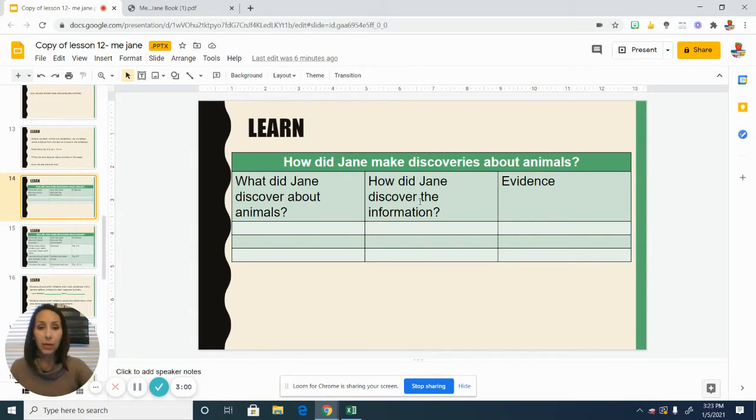There are three parts to it. What did Jane discover about animals? How did Jane discover the information? And then this word here that says evidence, that's like the proof. That's the specific part from the text, from the book, that supports what we're saying. Let's do the first one, and I hope it will make a little bit more sense. So let's go into the text.